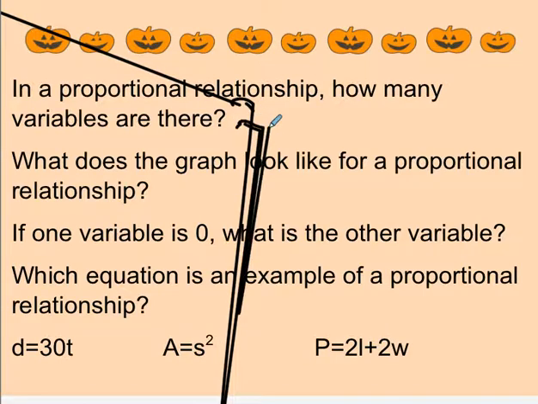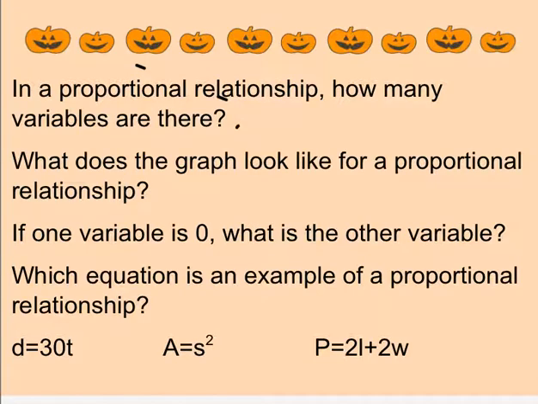Let's see if we can write today. Maybe. Having some trouble. All right, so in a proportional relationship, we have 2 variables.